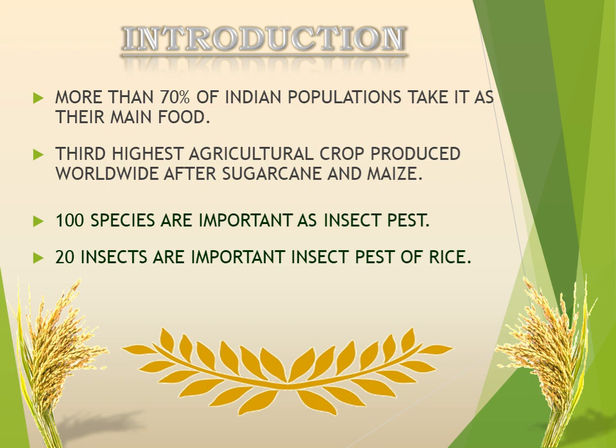More than 70% of the Indian population take it as their main food, and it is considered the third highest agricultural crop produced worldwide, because more than 90% of Asian fields are used for paddy cultivation. Several insect pests feed on this paddy crop, and among those, 100 species are very important. Among them, 20 insects are considered regionally and internationally significant pests, which effectively diminish both the quality and the quantity of the paddy crop.